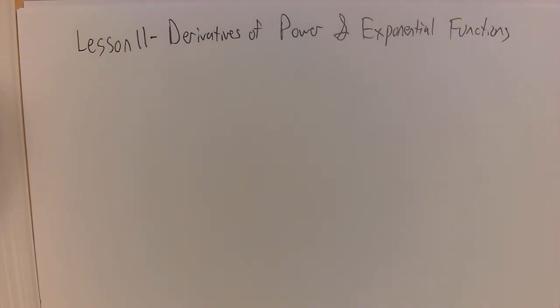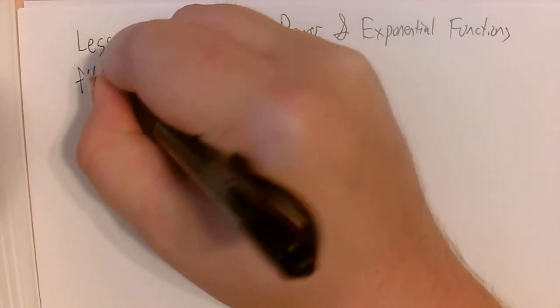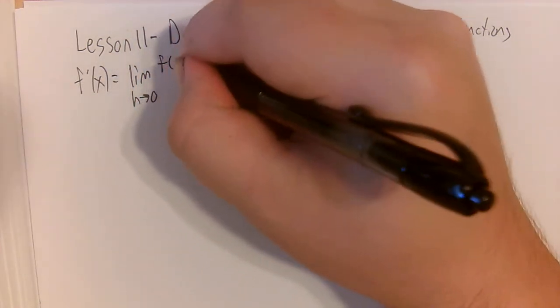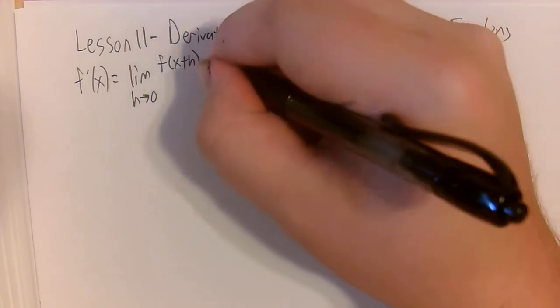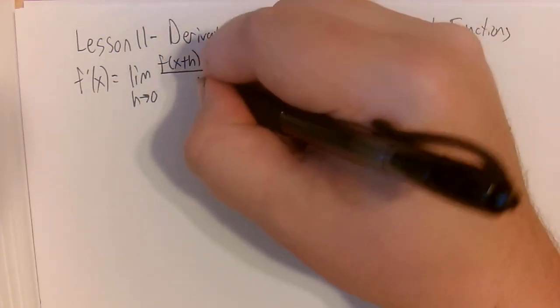So on the previous lessons, we began talking about what a derivative is and how they can be represented as functions. Now, in the previous lessons, the way we saw derivatives, we saw them as limits. So, for example, f prime of x is the limit as h goes to 0 of f of x plus h minus f of x divided by h.